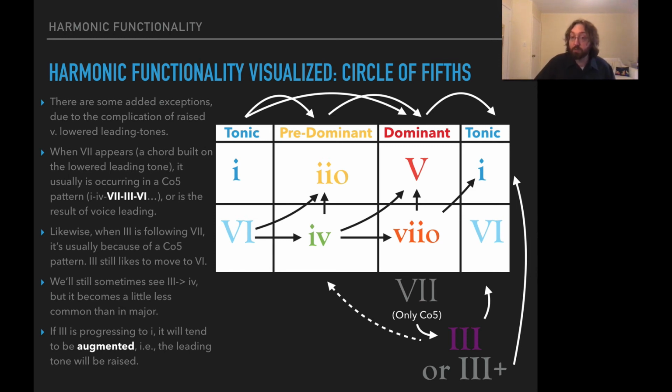3 still likes to move to 6 in this mode. And we'll still sometimes see major 3 going to minor 4, but it's a little bit less common than it was in major. And again, if 3 is progressing to 1, it's typically augmented in this style. Again, major 3 to 1 feels a little bit more like late 19th century music, particularly from Eastern Europe or Russia.